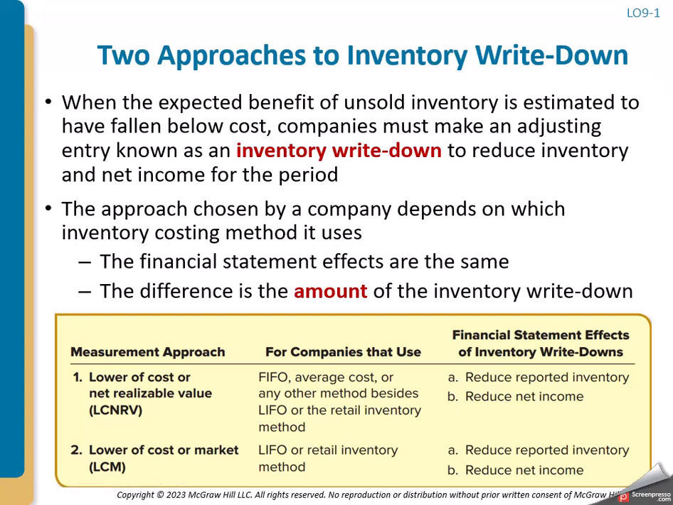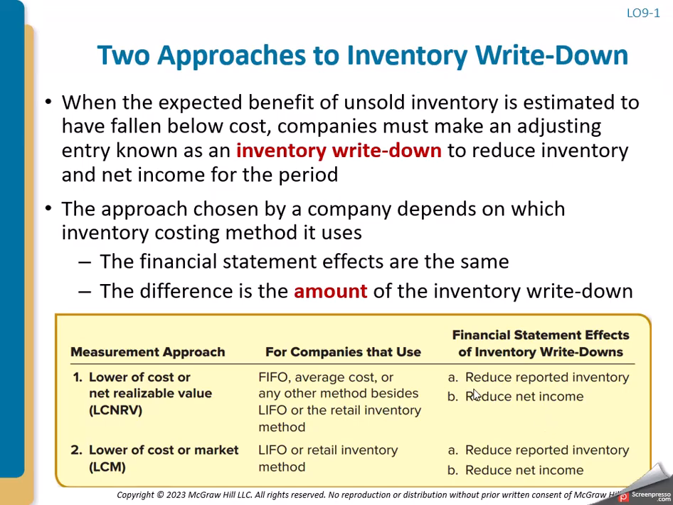So GAAP says we want to have that inventory at either the lower of cost or net realizable value, or the lower of cost or market. So if you look down here, if we're using FIFO or average cost or anything other than LIFO and retail inventory, we're going to use the lower of cost or net realizable value. If we use LIFO or retail inventory method, then we have to use the lower of cost or market. But both of them have the same result. Both of them require the same journal entry at the end.